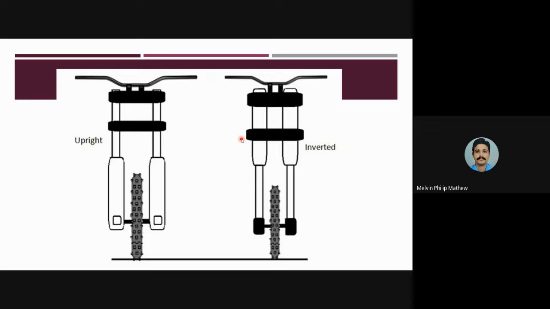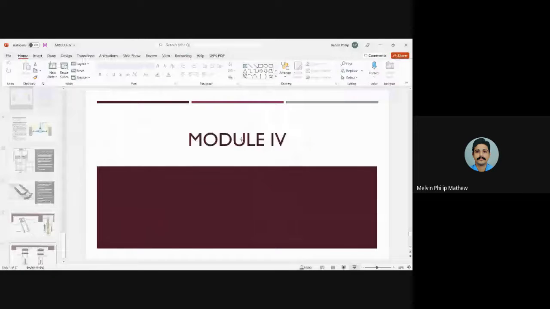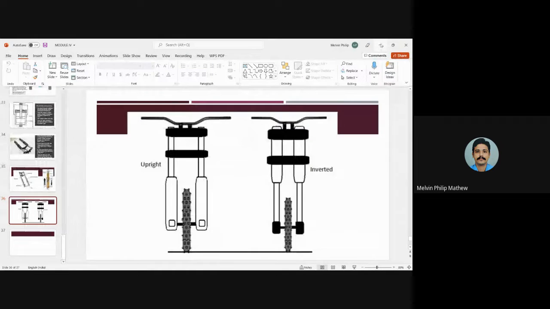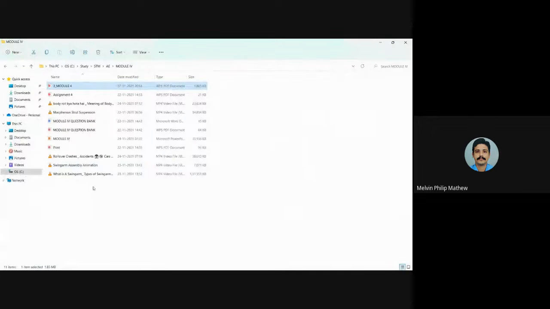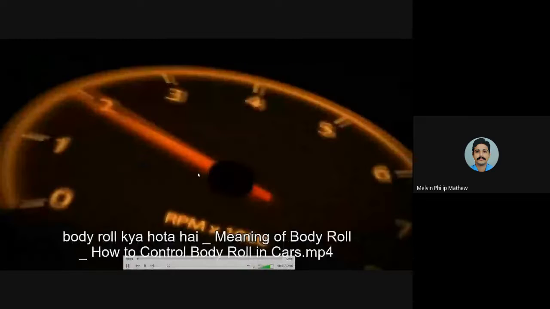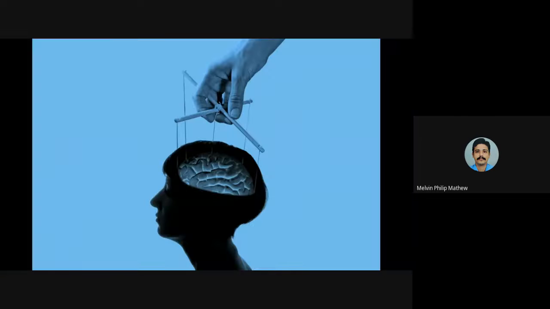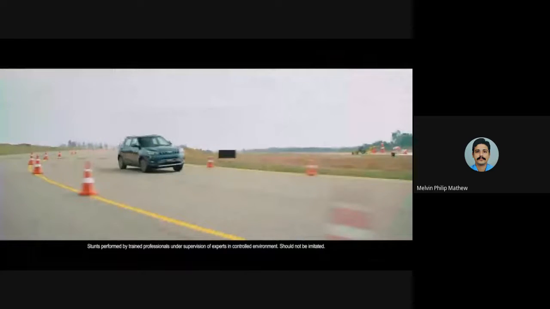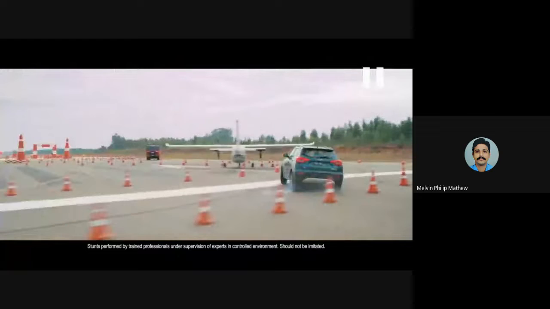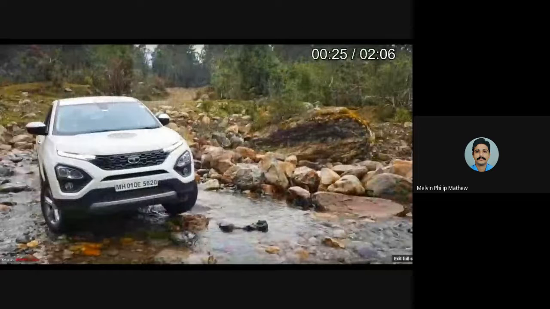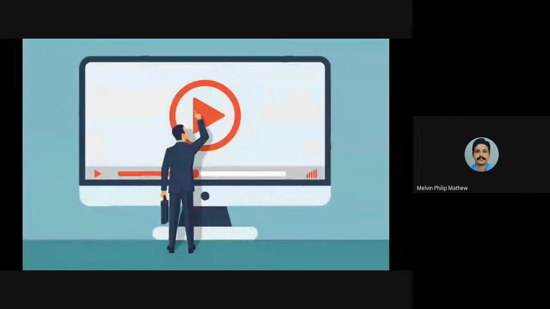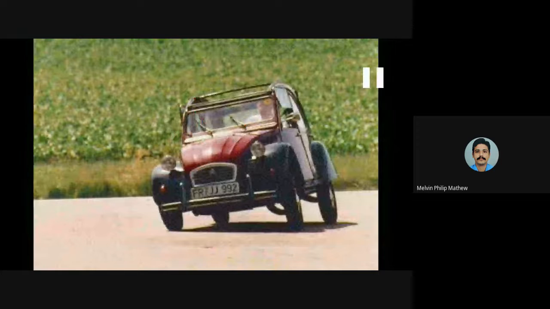Okay, in the next topic, we are going to study about various body roll stability. So first we have to understand what is a roll. So for that, I will show you two videos. Okay, to understand body roll, if a vehicle is moving in a sufficient direction, you can see how the body is tending to move outside. So this is how a vehicle shows when swerving a curve.